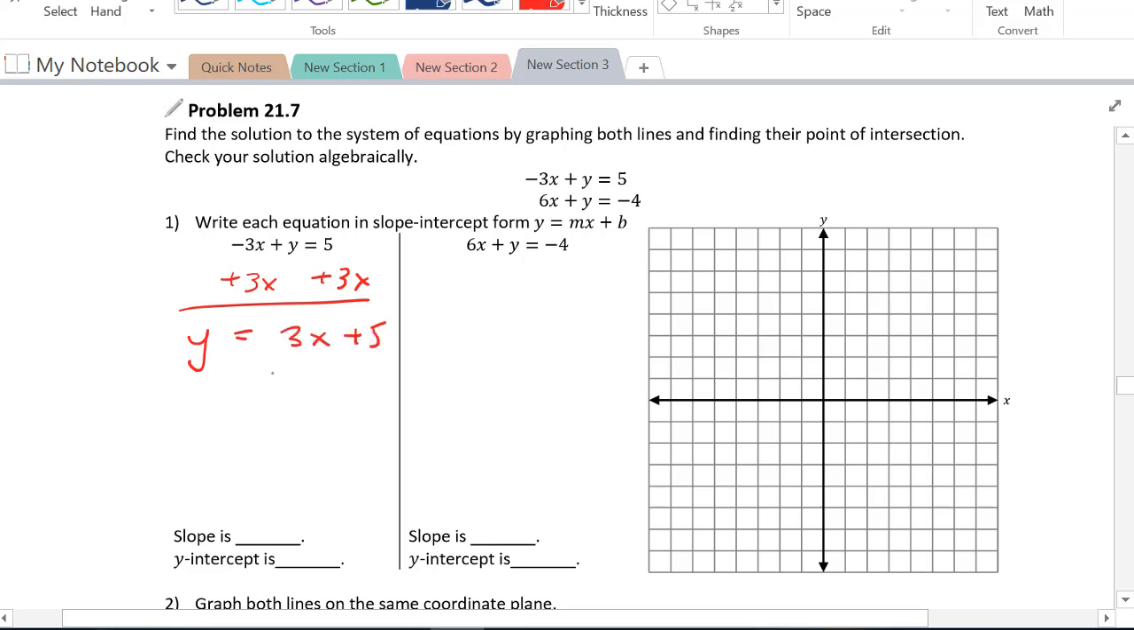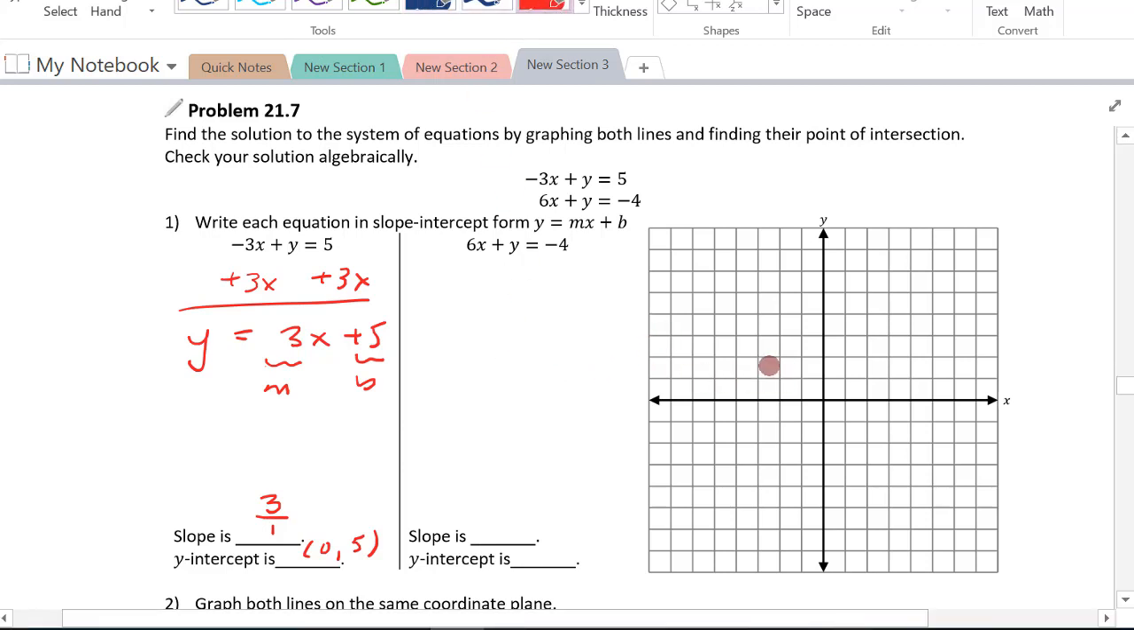And we can tell the slope, right? This is our m, this is our b. So the slope here is 3 over 1. The y-intercept is 0, comma 5. You should remember that from the previous GPSs. And let's plot this point.